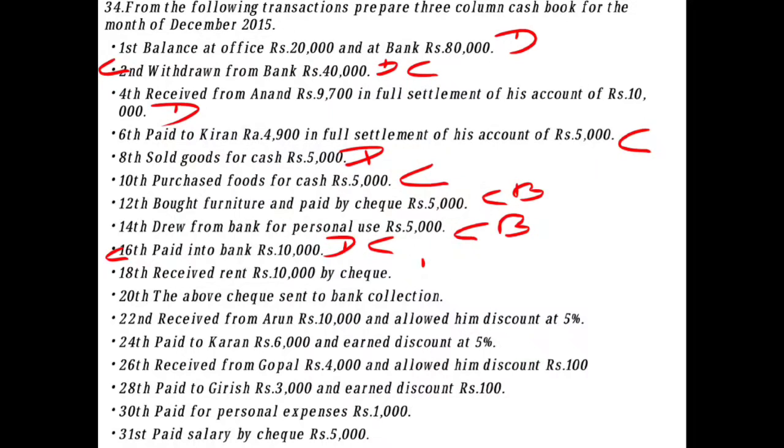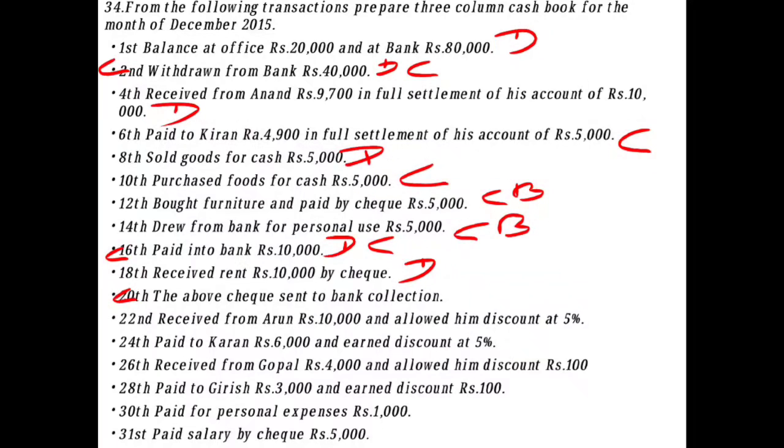Even if it is received by check, you should write it in the cash column. On the debit side, you should write only rupees 10,000 in the cash column. Then the next entry, you have a contra entry. The above check is sent to the bank for collection. Whatever check we have received, you have to transfer it to your bank. This is the contra entry you are having.